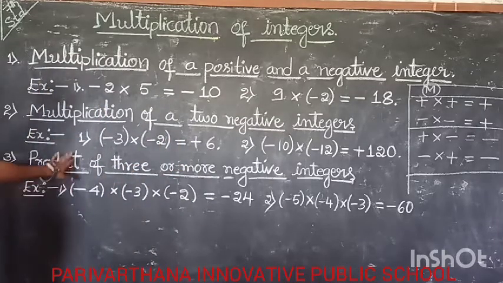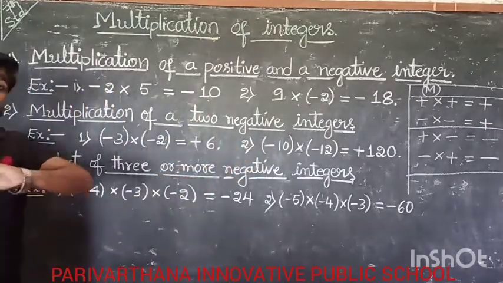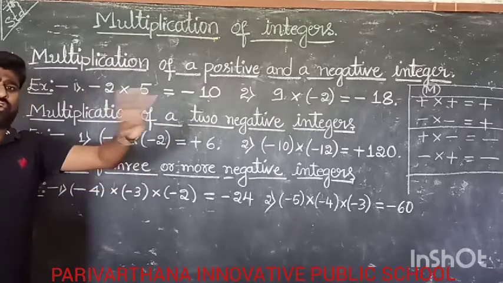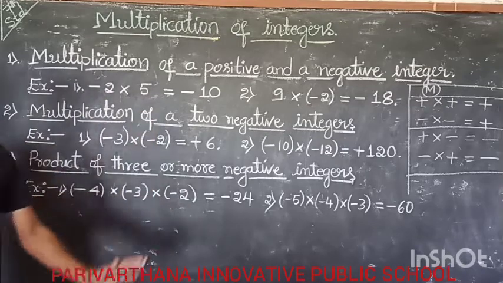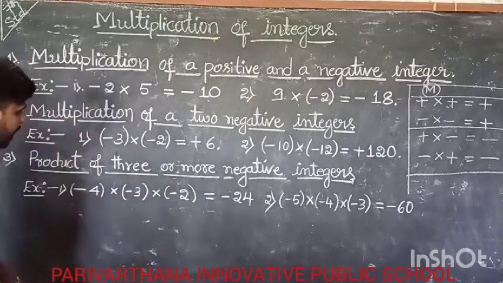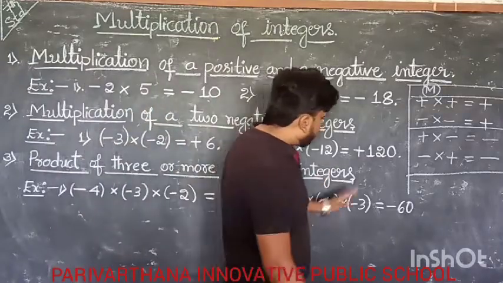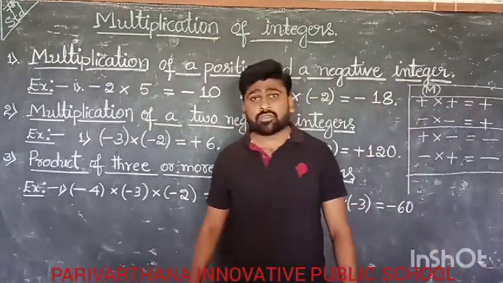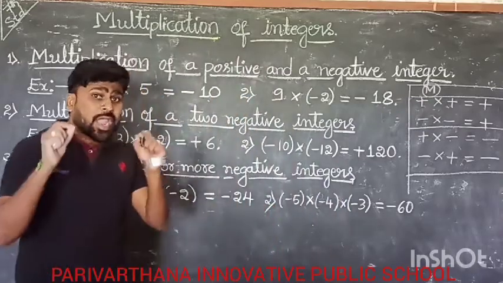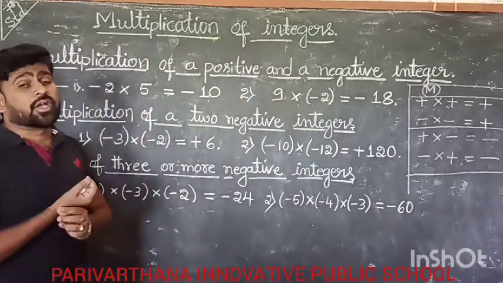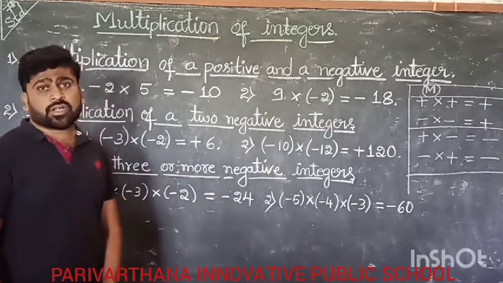the product of 3 or more negative integers. 3 or more, that is 3, 4, 5, 6, 7, 8, 9, 10, like that. Only negative integers. Minus minus minus, the answer is minus. One thing, I will give one simple trick that you have to remember for solving multiplication problems. It will come in higher classes also.